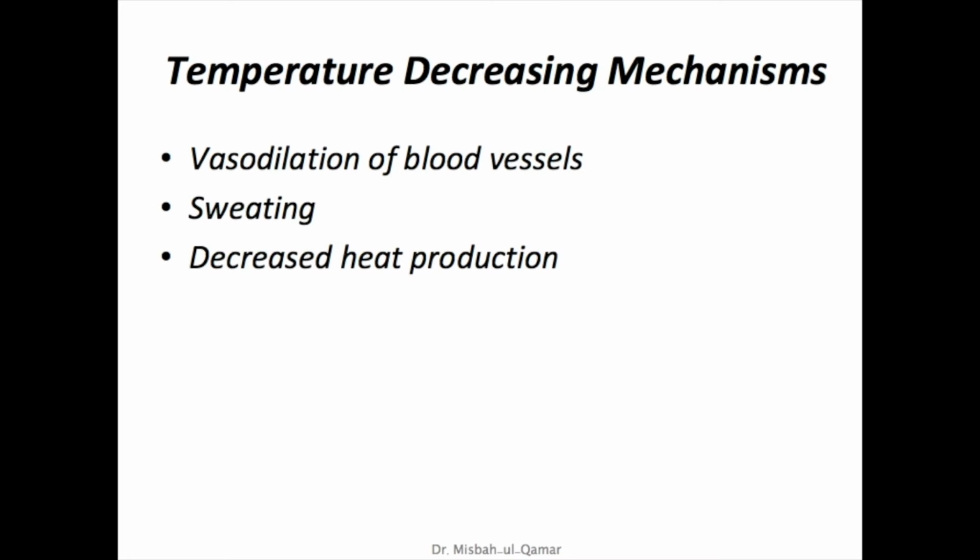First, we start with the temperature decreasing mechanisms. These mechanisms get activated when the temperature of the body is too high and the body has to lose heat. And these mechanisms include vasodilation of blood vessels, sweating, and a decrease in the heat production.